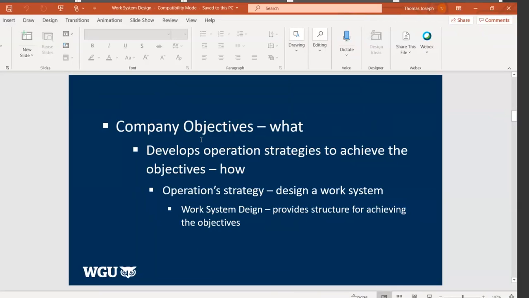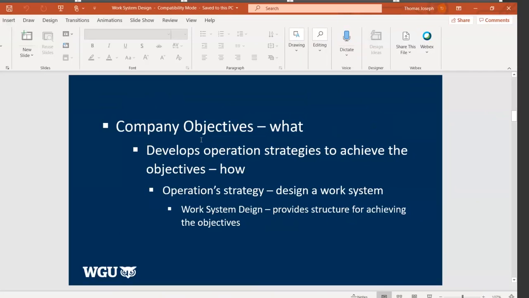So every company, a hospital, a restaurant, a manufacturing plant, your local retail store or grocery store, a clothing store, your doctor's office, pediatrician office, every organization has core objectives. They have things that they want to do, right? Why do we exist? That's the company's objectives. So, out of that objective, the company develops operational strategies. That is the how are we going to accomplish what we want to accomplish.